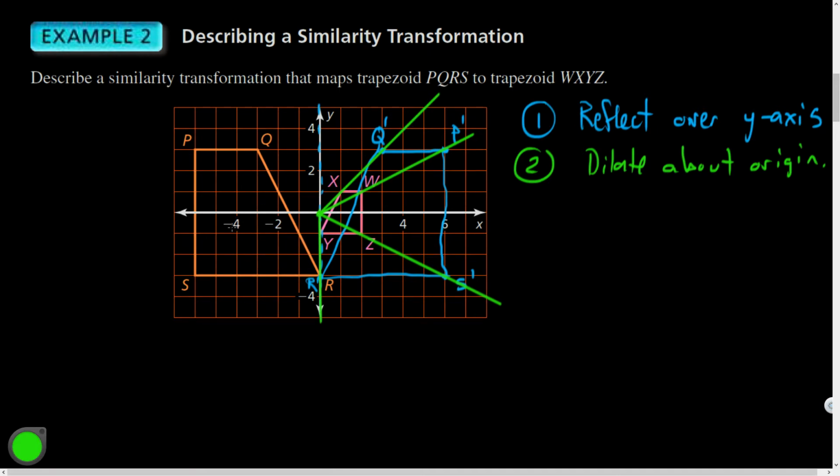Right here will do. So guys, what scale factor should I dilate by? How about you, Caitlin? What do you think? To go from the blue to the purple, it looks like 1/3. How did we know?